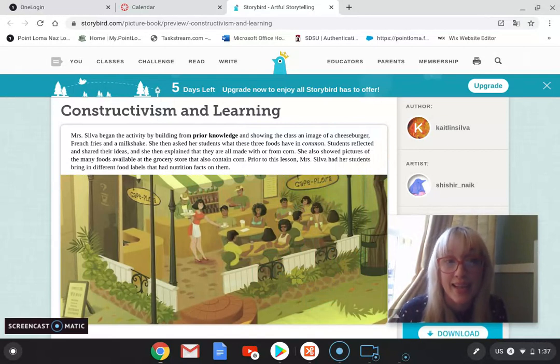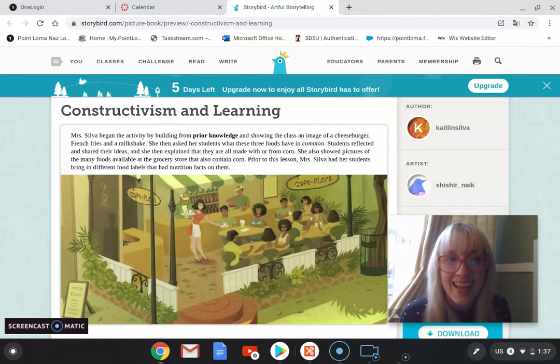She began this activity by building from prior knowledge and showing the class an image of a cheeseburger, French fries, and a milkshake. And then asking her students what these three foods have in common. Spoiler alert, they all have corn. So after the students reflected and shared their ideas, she explained that they're all made of corn, and she also showed pictures of all the many foods that are available in the grocery store that also contain corn.